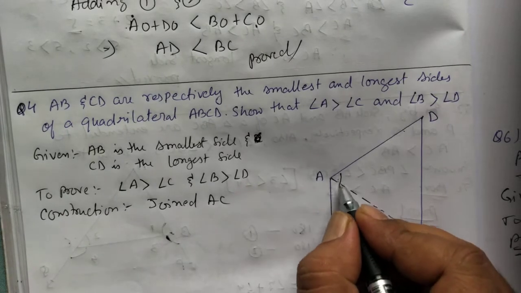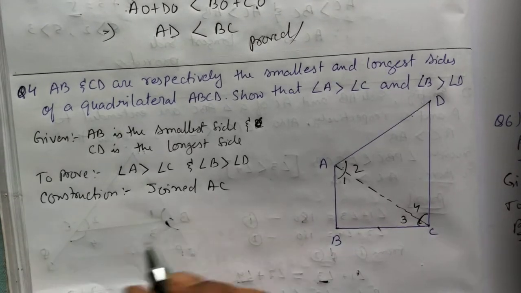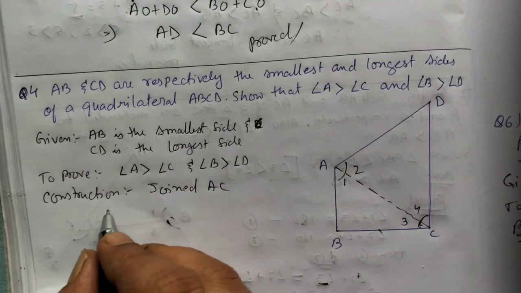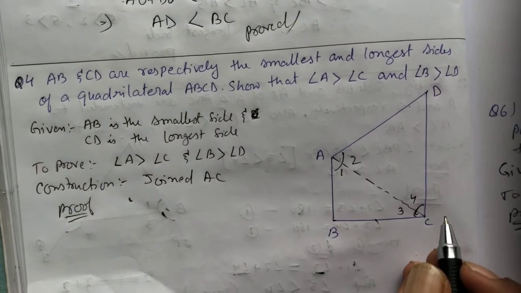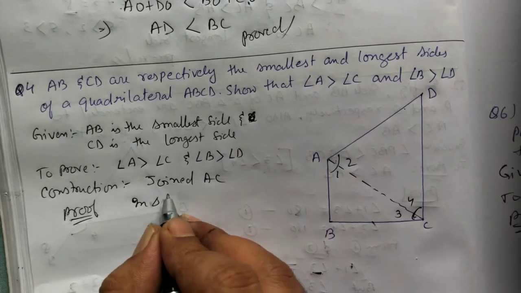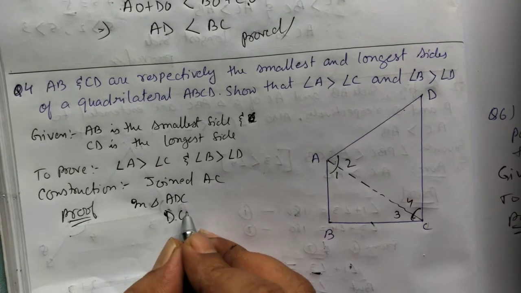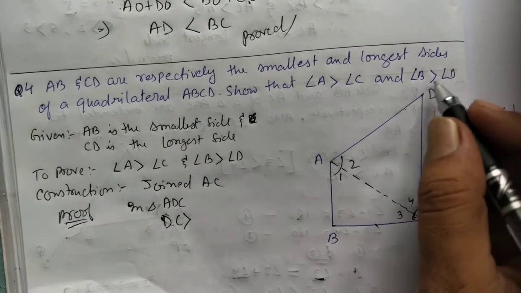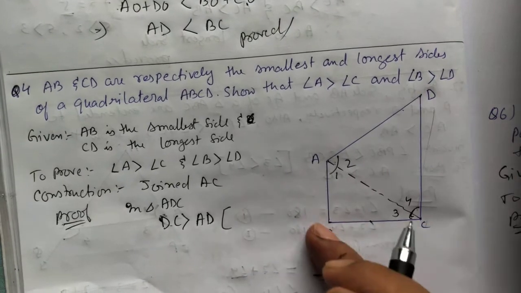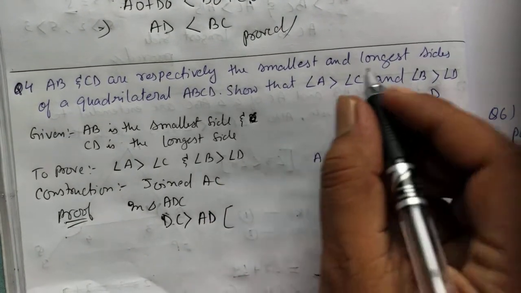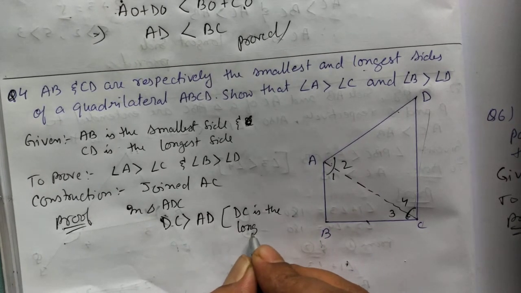When we join AC, we get 4 angles. I'll just mark 1, 2, 3, 4. Now, let us prove. We can say that in triangle ADC, DC is greater than AD. Why is DC greater? DC is greater than any of these sides because DC is the longest side given. Reason: DC is the longest side.